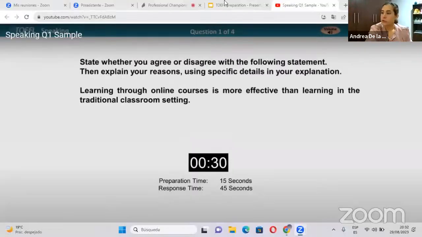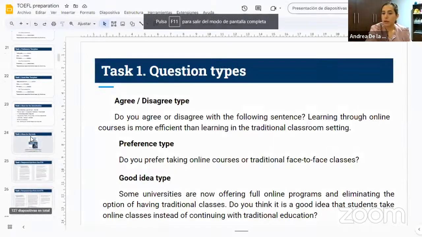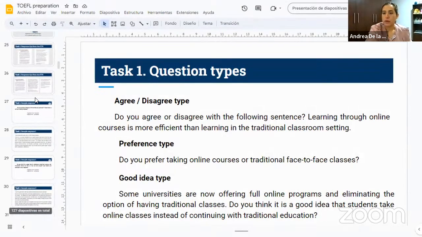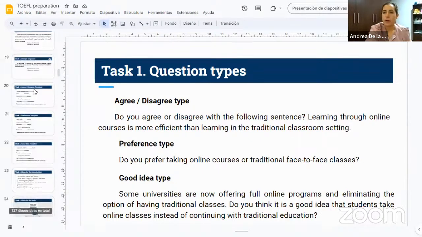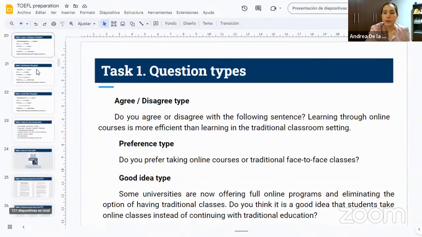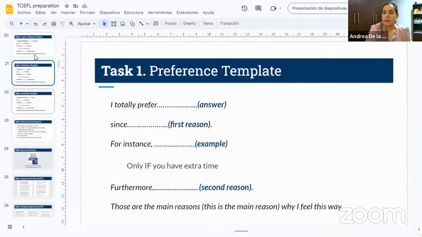Any other questions so far? Okay, guys. So what do you actually do when it's time for you to speak? What do you say? How do you structure your response? Well, let's talk about that.